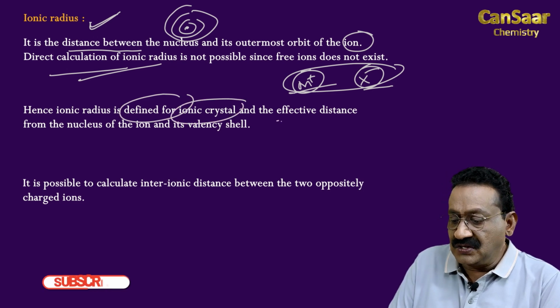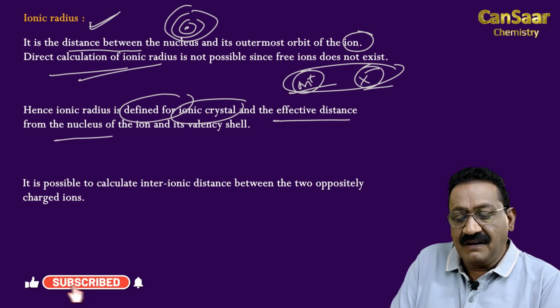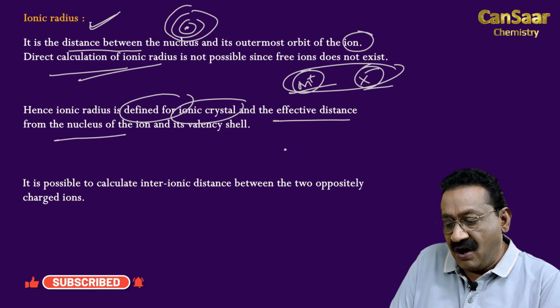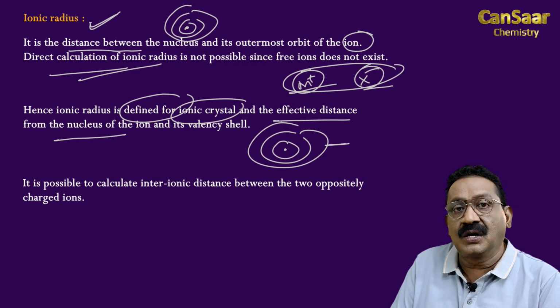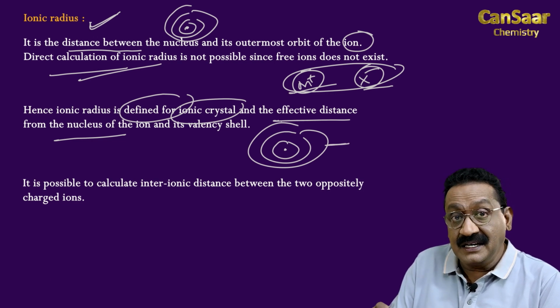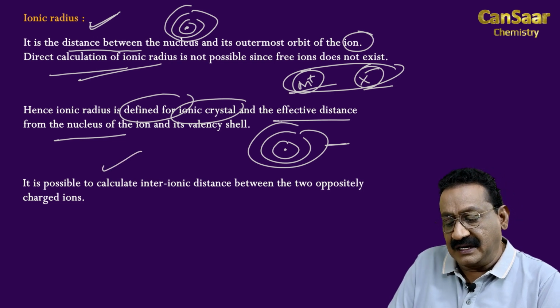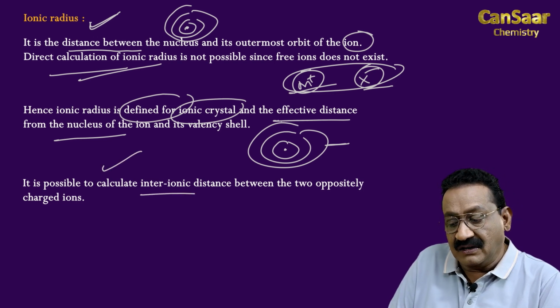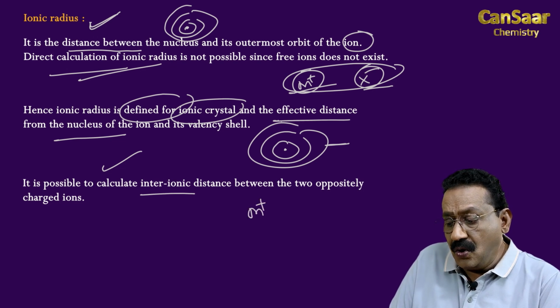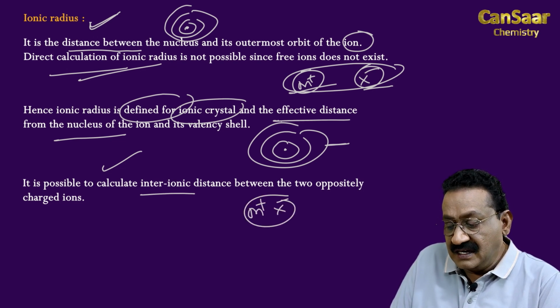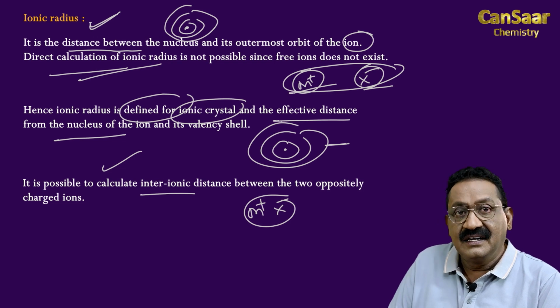So, it is actually the effective distance from the nucleus of the ion to its valency shell, the outermost shell, present in the ionic crystal. And here, to calculate ionic radius, what we calculate is the inter-ionic distance between the two oppositely charged ions.